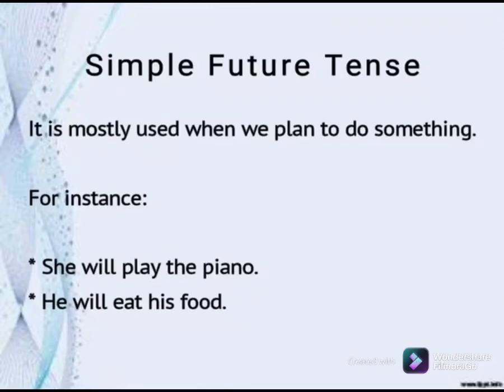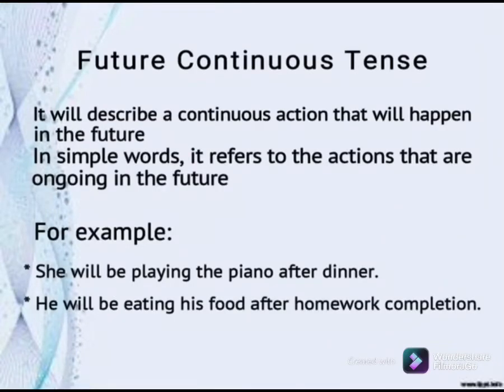And the next, future continuous tense. It describes a continuous action that will happen in the future. In simple words, it refers to actions that are ongoing in the future. For example, number 1, she will be playing the piano after dinner. Second, he will be eating his food after homework completion.